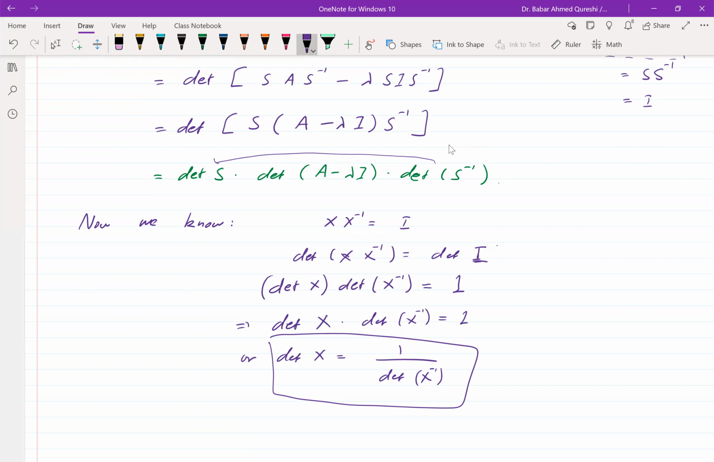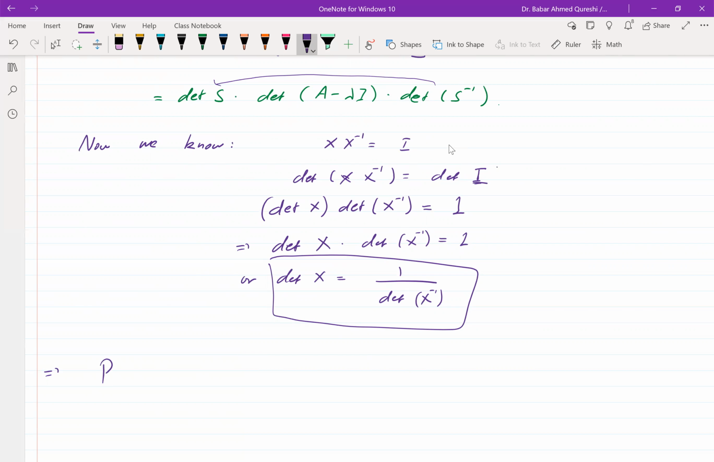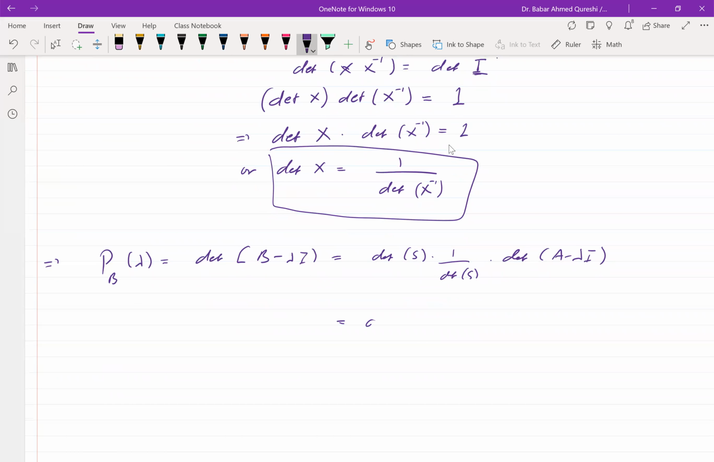So that means this guy and this guy, they multiply to give me 1. So this means that this polynomial which I was constructing, which was the determinant of B minus lambda I, got to this point. This becomes determinant of S times 1 over determinant of S times determinant of A minus lambda I. So it's A minus lambda I, which is the characteristic polynomial for the matrix A. So B and A have the same characteristic polynomial. They're going to give me the same roots. So when I put them equal to 0, it implies B and A have the same eigenvalues.